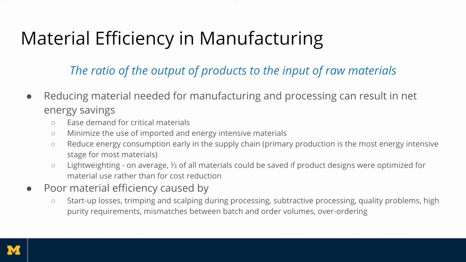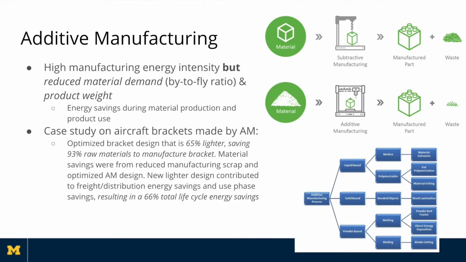There are many factors that can contribute to material efficiency. Inefficient use of materials can be caused by things like subtractive processing, which we've discussed, high purity requirements, and over-ordering. What does a good material efficiency look like?